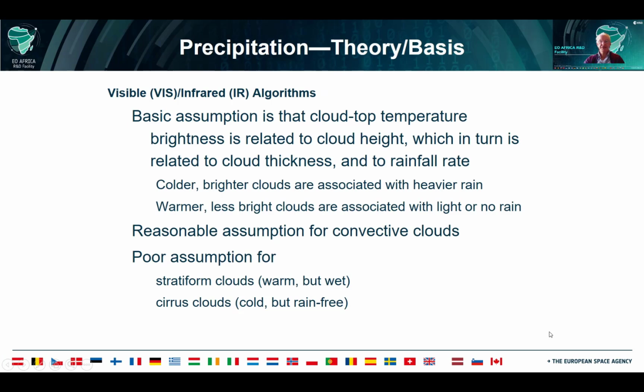When dealing with visible and infrared algorithms, the assumption is that the cloud top temperature is related to the cloud height, which in turn is related to the cloud thickness and to the rain rate. So the general principle is the colder, the brighter the clouds, the more heavier the rain. The warmer and less bright clouds are associated with light or no rain. This is a reasonable assumption for convective clouds, but a very poor assumption for stratiform clouds because they are relatively warm, but cause rainfall. And on the other hand, when we talk about cirrus clouds, they are cold, but they do not provide any rain.